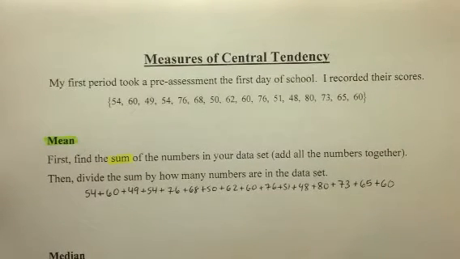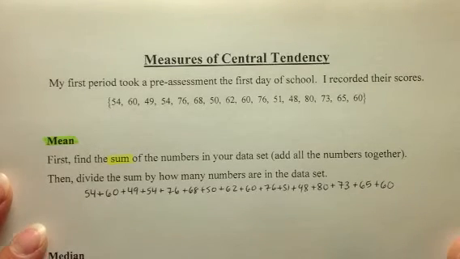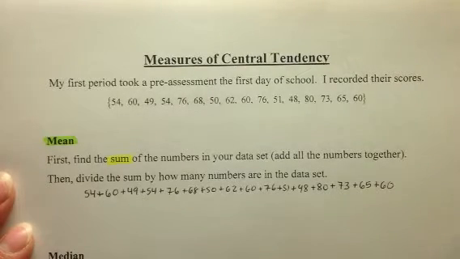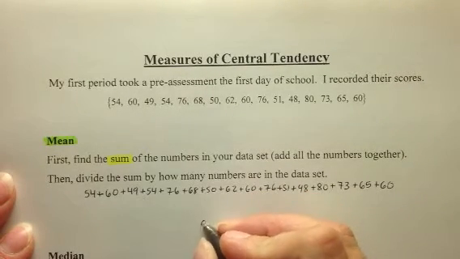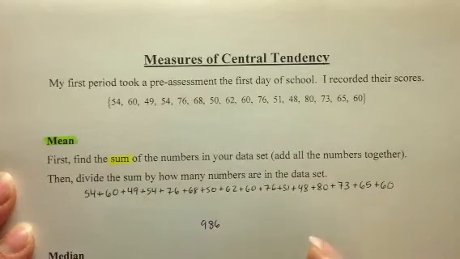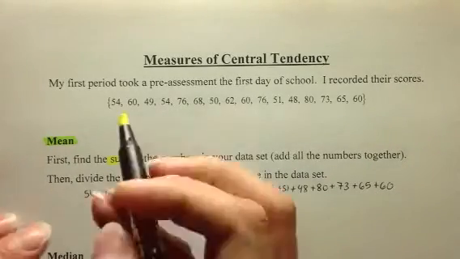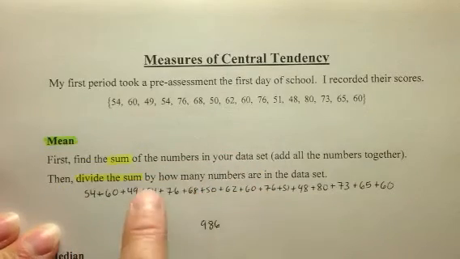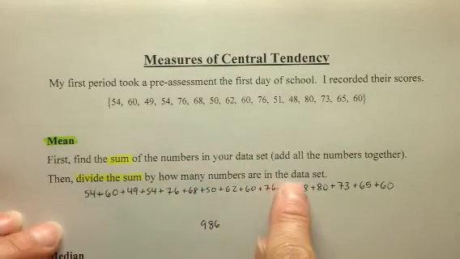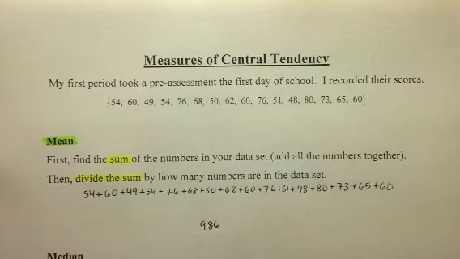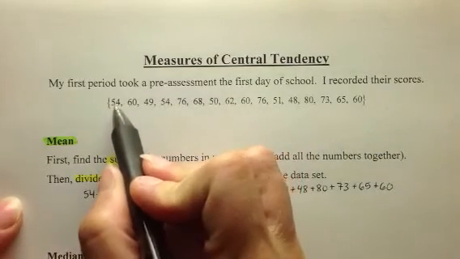Let's see. And I got 986. Okay, next, then we want to divide the sum by how many numbers are in the data set. So, meaning how many elements are in the data set.